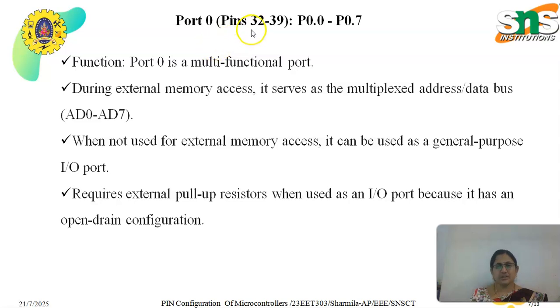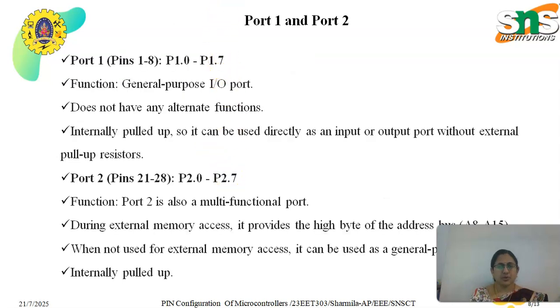Port 0 pins are 32 to 39, that is P0.0 to P0.7. It acts as a multifunctional port, and it is activated during external memory access, and if it is not used for memory access then it is used as a general purpose input output port. And the second is port 1. The port 1 pins occupy pins 1 to 8, P1.0 to P1.7. It is mainly used as a general purpose input output port. It does not have any alternate functions. It only performs general purpose input output functions.